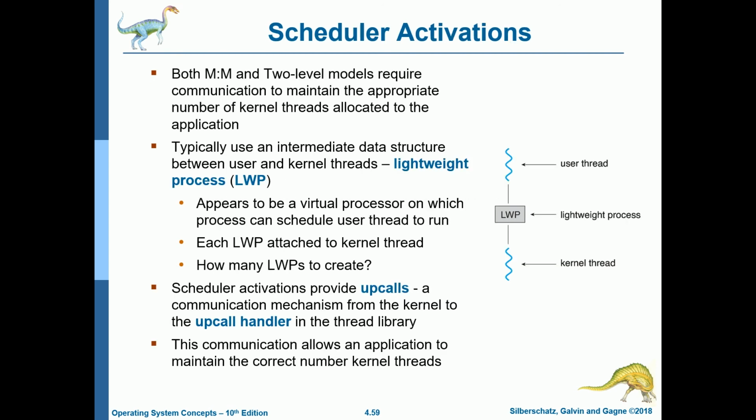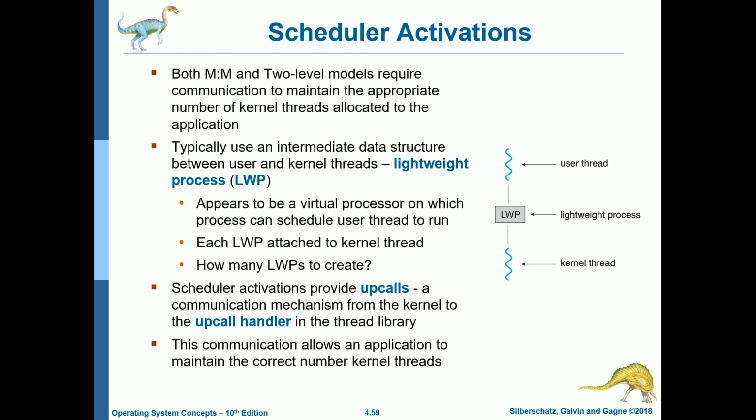Finally, the last issue that we have to consider with multi-threaded programs concerns communication between the kernel and the thread library. Many systems implementing either the many-to-many or the two-level model place an intermediate data structure between the user and the kernel threads. This data structure is typically known as the lightweight process, or LWP. To the user thread library, the LWP appears to be a virtual processor on which the application can schedule a user thread to run.